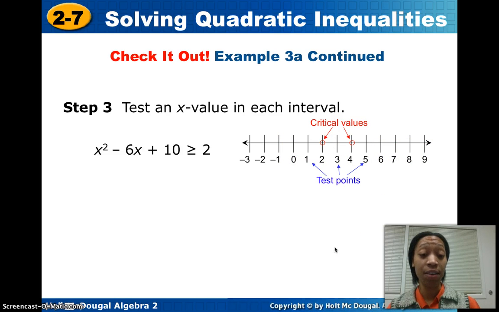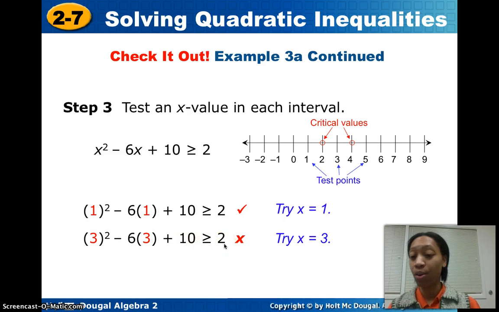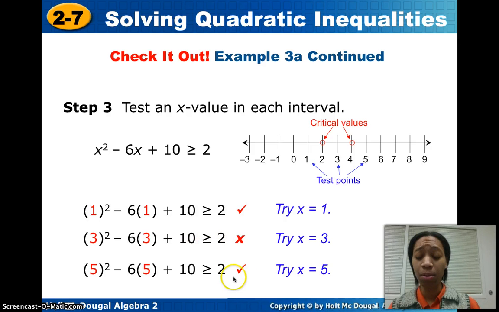So when we try 1, when we plug in 1, do we get a value that is greater than or equal to 2? Yes, that one happens to work. When we plug in 3, do we get a value that is greater than or equal to 2? No, that one doesn't work. And when we plug in 5, we get a value that does work.